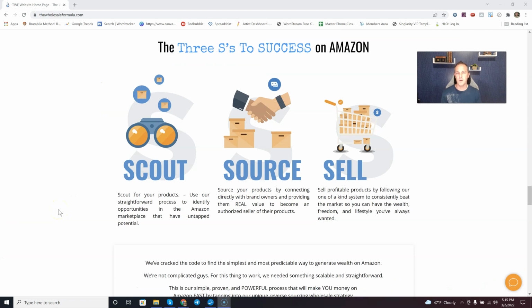So here you see on their website the three steps that they talk about in their formula. The first is scout. They teach you inside the program the exact parameters that you want to use to look for products that fit the criteria that they've deemed worthy. So they're talking about they sell enough units, there's a good profit margin, they sell enough to make it worth your time, there's not too many resellers for that one product. So they give you all of those numbers that you need to find.